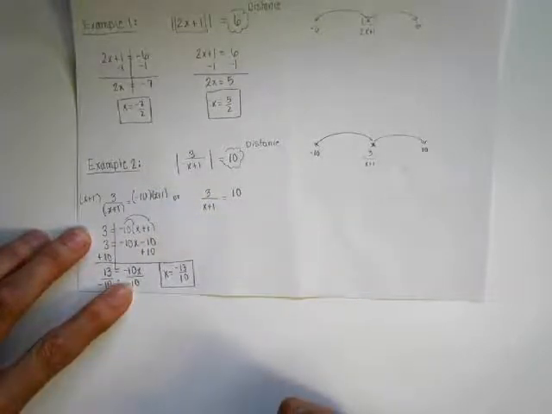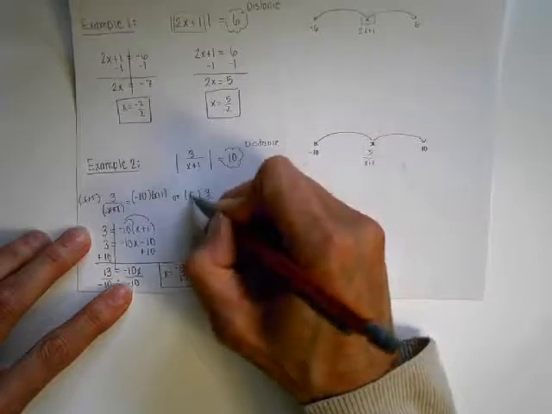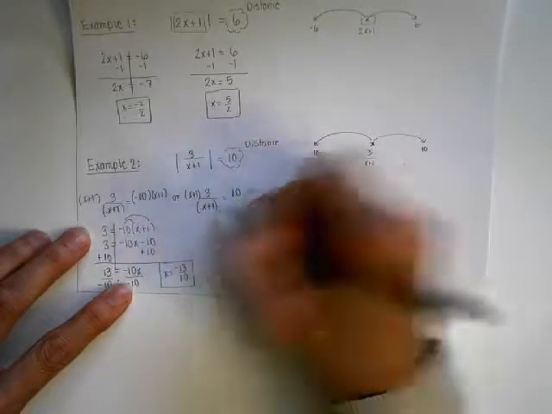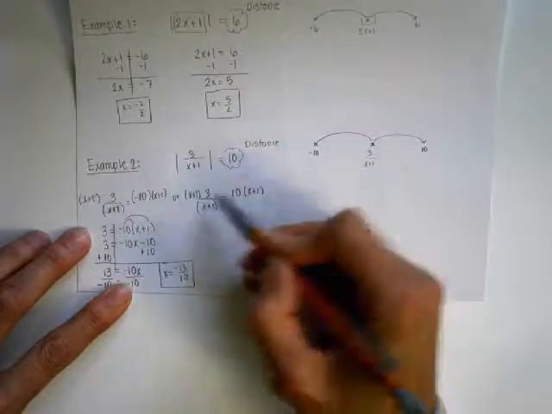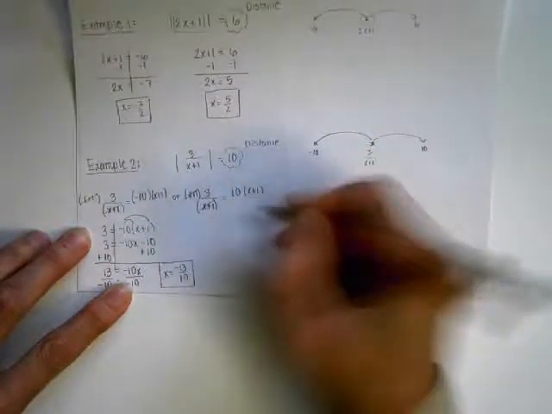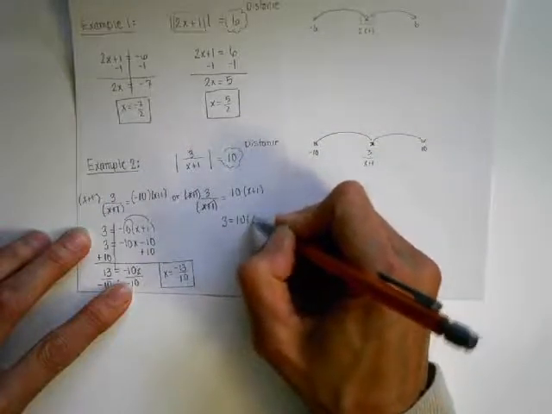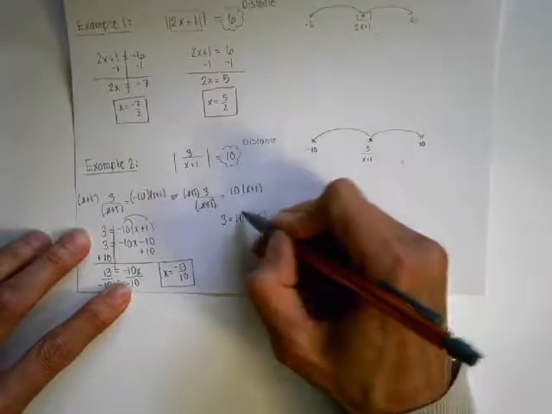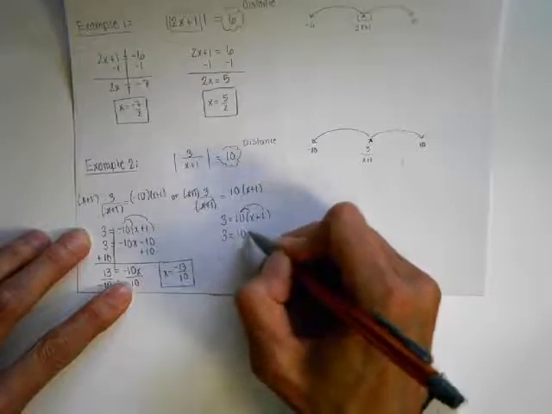Doing the same thing on this side, again, we don't like the x plus 1, so we're going to multiply both sides by x plus 1. When we do that on the left side, the x plus 1 cancels. We're left with 3. When we do it on the right, it does not cancel, and we have 10 times x plus 1. Distributing, we get 3 is equal to 10x plus 10.